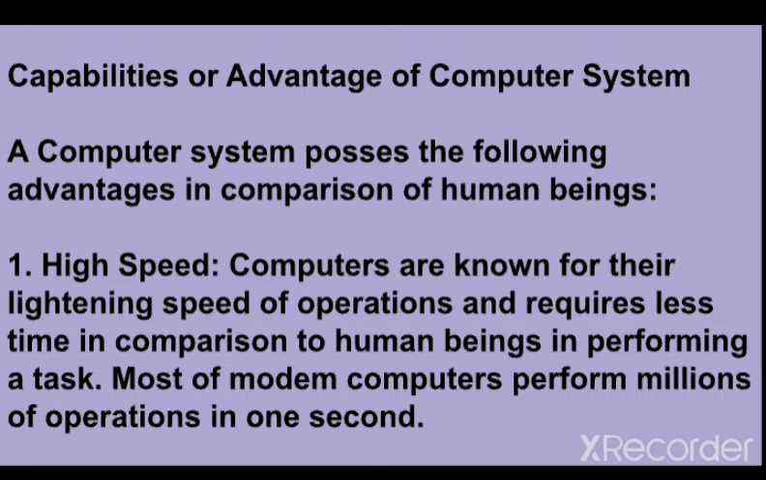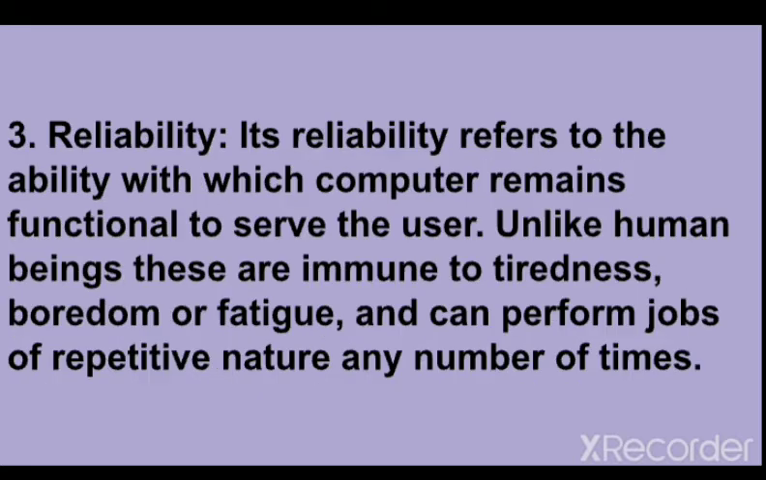As we know, the computer is an electronic device and it has high speed in comparison to human beings. It can solve problems and do the work faster than a human being. Computers are known for their lightning speed of operations and require less time in comparison to human beings in performing a task. Most modern computers perform millions of operations in 1 second. So this is the advantage of the computer system.